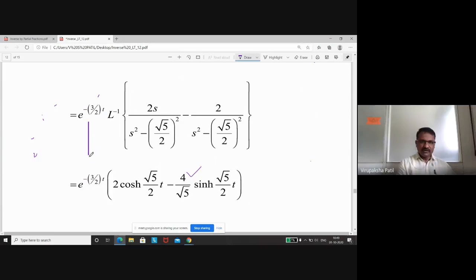Yes, sir. Okay. Now keep this as it is. After keeping this as it is, this is a constant term. If you want, you can take that outside. If you take that outside, this becomes L inverse of s divided by s square minus some constant square.